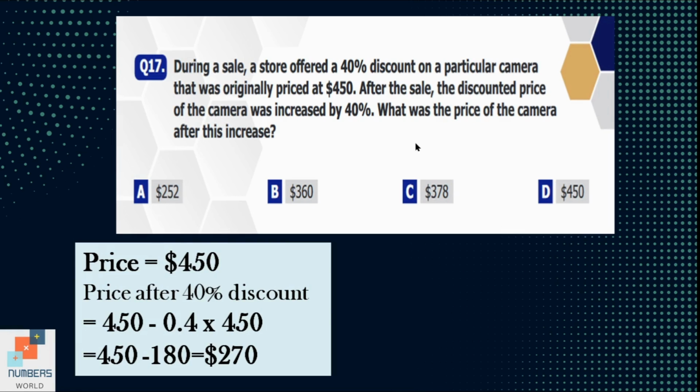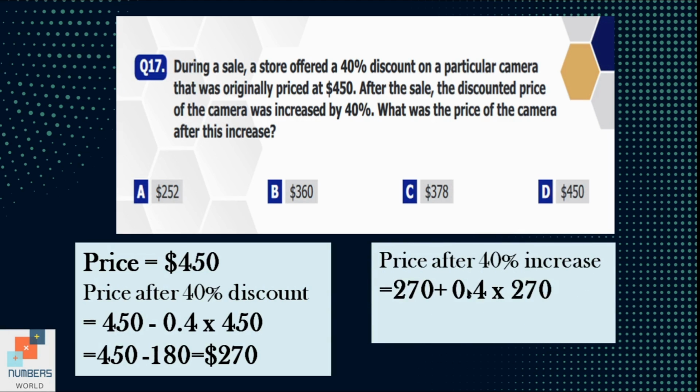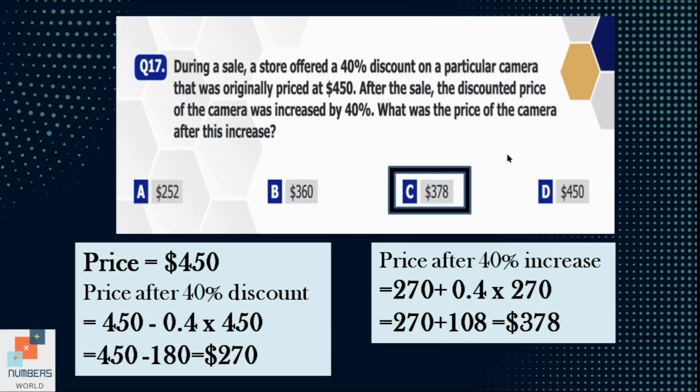According to the question, now we have to find out the price of the camera after the 40% increase. To do that, we will find 40% of the remaining amount, which was $270. So that is equal to 108, and we will add it to the remaining amount. The answer is $378, which is the price of the camera after the increase. So option C is the correct option.